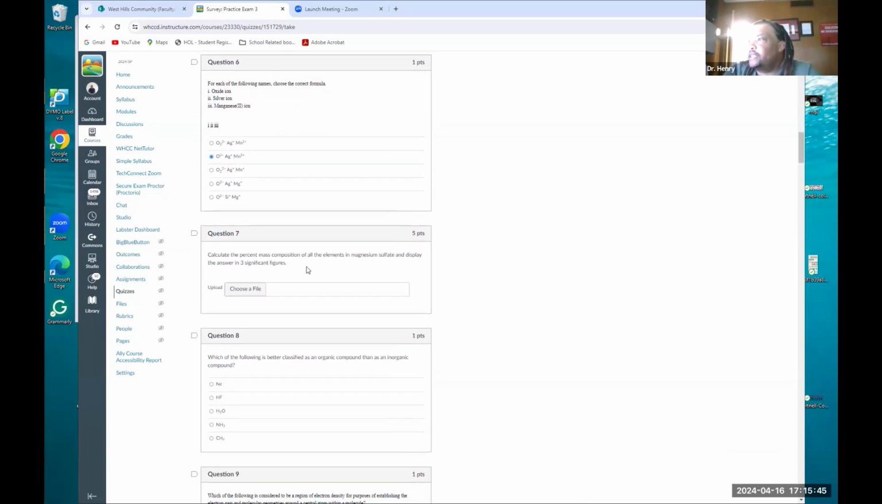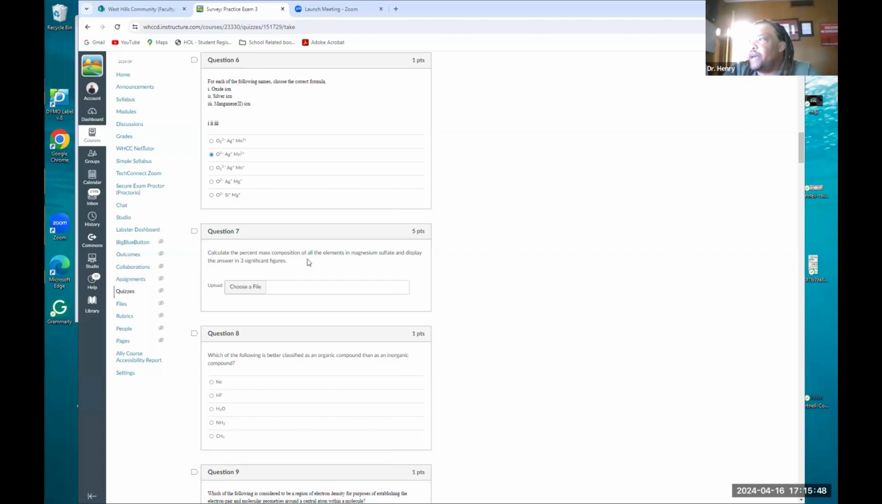Okay. It says calculate the percent mass composition. Yeah, this wasn't supposed to be on here, but we'll do it anyway. It says calculate the percent mass composition of all of the elements in magnesium sulfate and display the answer in three significant figures. Okay.